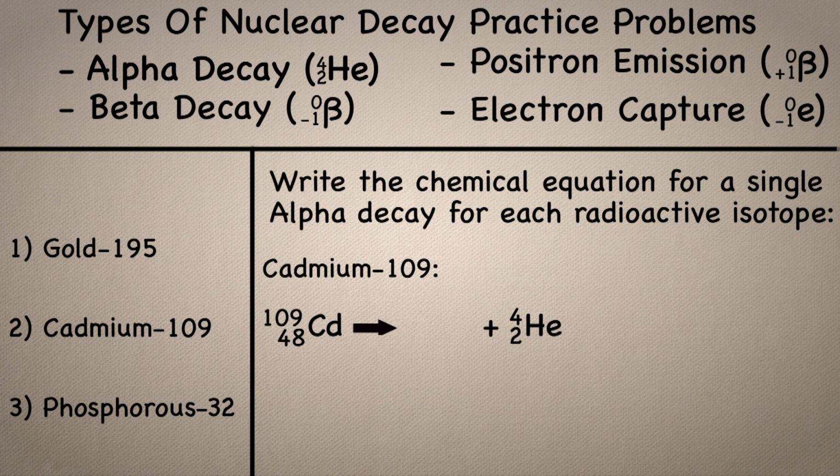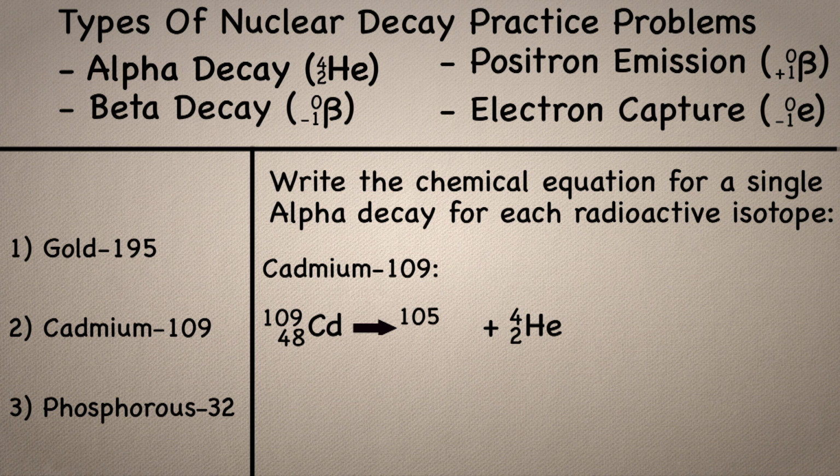Okay, so now we can start writing our numbers for our mystery element. Well, we want mass to be conserved, so we have 109 on the left side, so we need 109 on the right side. Well, we have 4 with our alpha particle, so that means the other element must have 105 atomic mass units. We did the same thing with our protons. We have 48 on the left side.